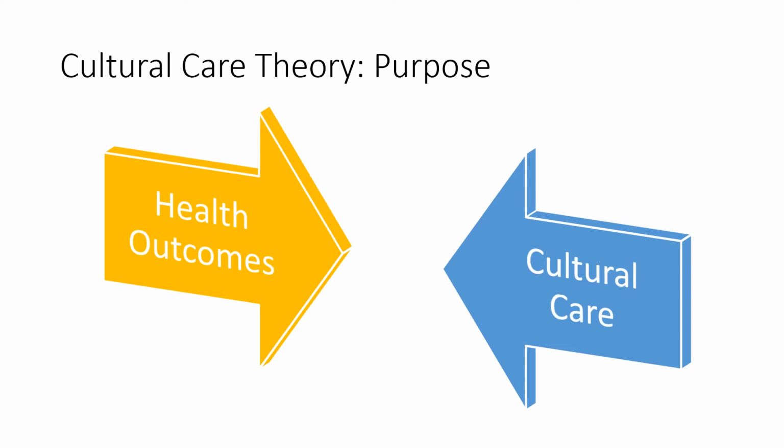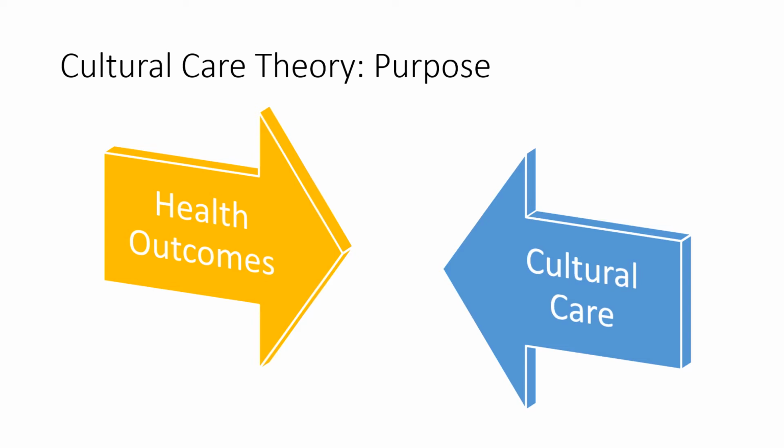Cultural care theory, what is the purpose? In this slide, this is just a pictorial representation of two major concepts, health outcomes and cultural care, and how these two converging concepts make up cultural care theory. The goal of the theory is to provide culturally congruent care to diverse populations, generating knowledge on the cultural influences on health and illness as it relates to nursing care. When cultural congruency exists, health outcomes are better.